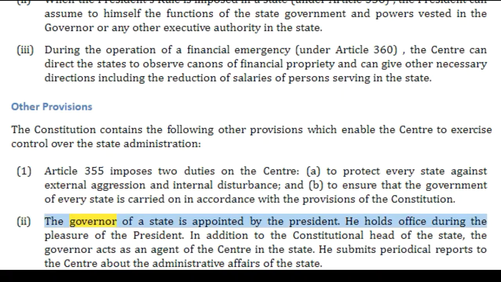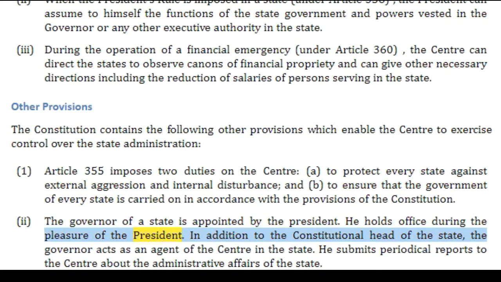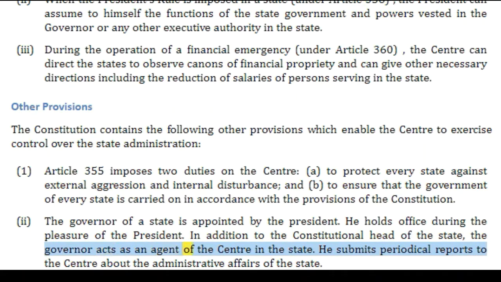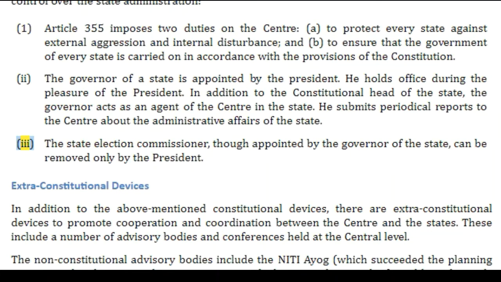2. The governor of a state is appointed by the president. He holds office during the pleasure of the president. In addition to the constitutional head of the state, the governor acts as an agent of the center in the state. He submits periodical reports to the center about the administrative affairs of the state. 3. The state election commissioner, though appointed by the governor of the state, can be removed only by the president.